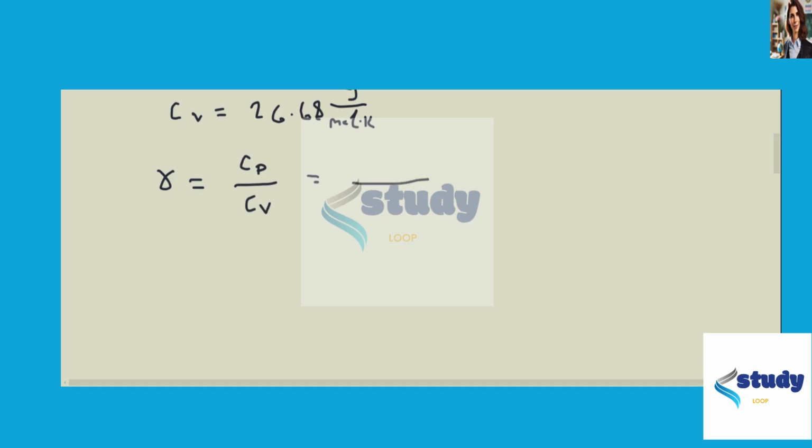Substituting the known values, this is a dimensionless constant, so it will be just numerical values, 37 all over 28.68, and dividing this number, we obtain that gamma equals 1.3. It is unitless and it is always larger than 1 as a number. So here we have solved both parts of the problem.